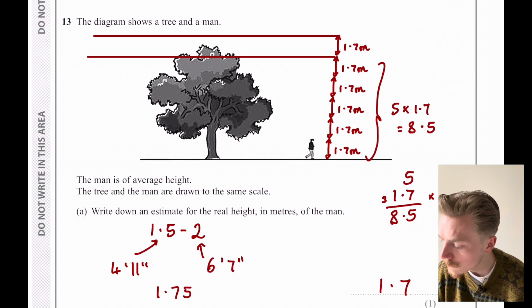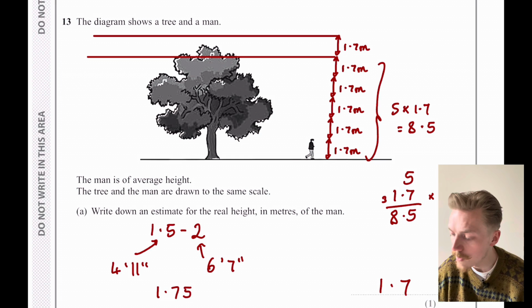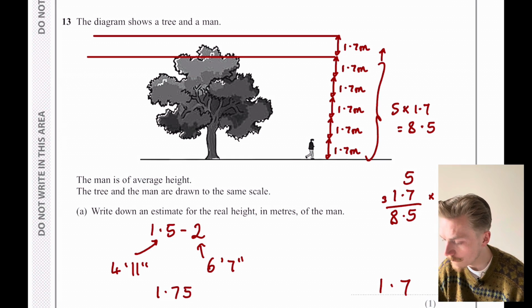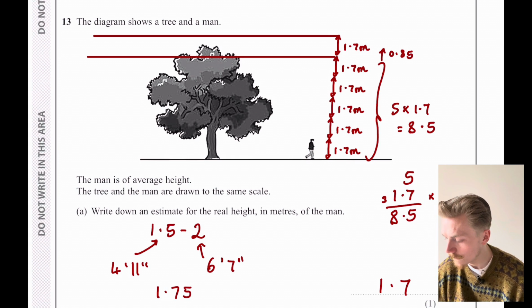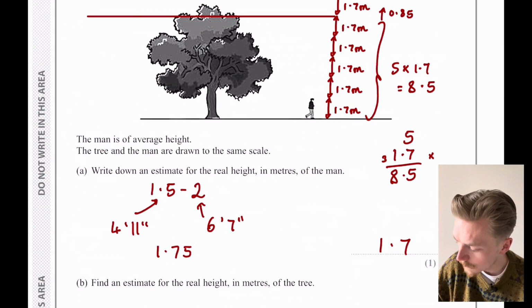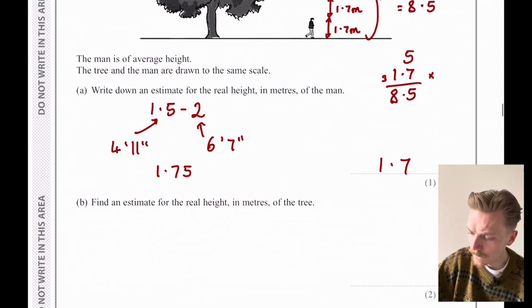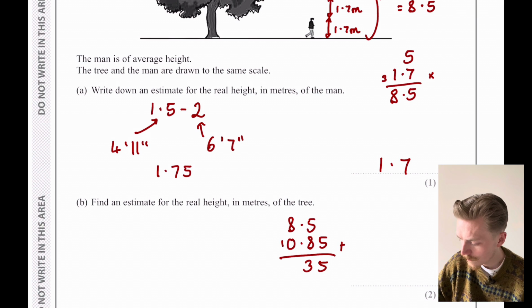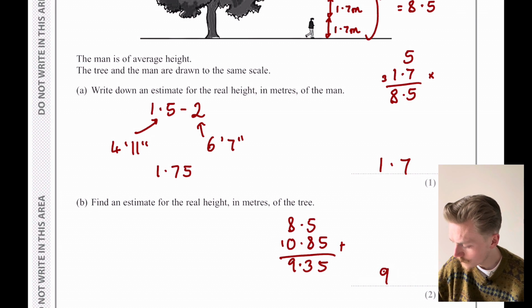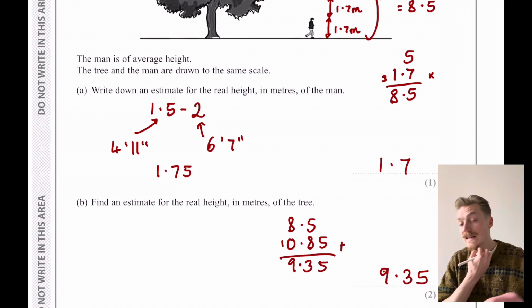And then we're going to guess that we've got probably about another half of that on top. So half of my 1.7, I just worked that out. Half of 1.7 is 0.85. So we get 0.85. I'm going to add that on to 8.5. Put this underneath. 8.5 add 0.85. That's going to be 9.35-ish. But there will definitely be leeway in this question.